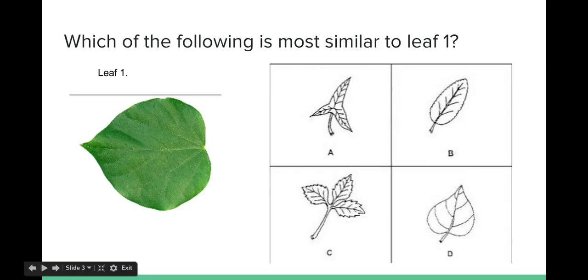A, it has 3 whole leaf sections. That's not the same as this one big wide leaf. B, it's kind of tall. C, it has 3 whole sections as well. D, it kind of looks like it has the same shape. I know leaf 1 and D are similar because of their shape, so I can put them in a group. These other leaves would go in a group together as well because they are not the same shape as 1 and D. They are not wide leaves.